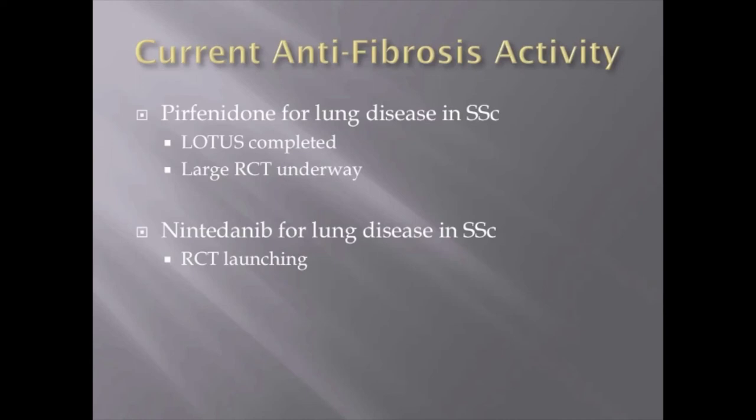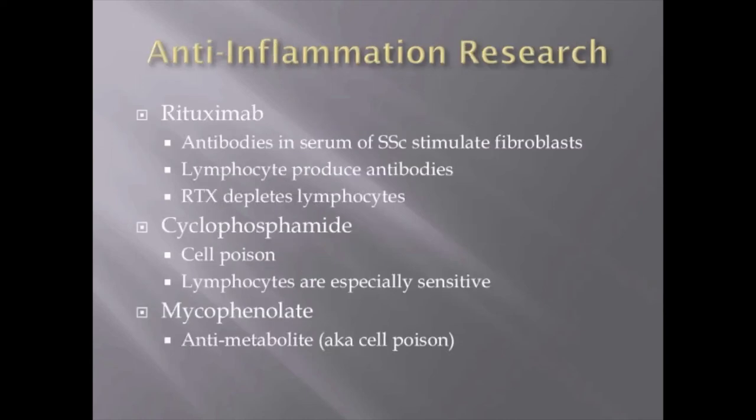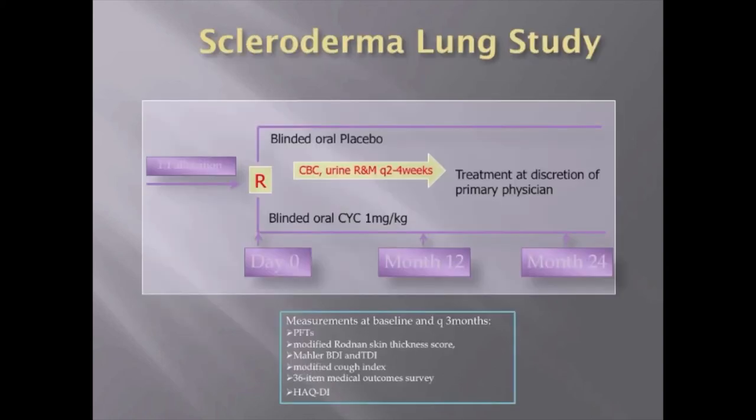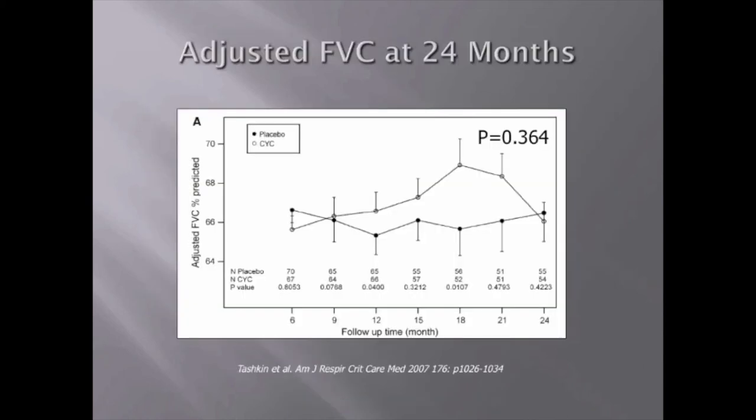Go ahead. So, the anti-inflammatory treatment, because that's the current standard. Just a word or two about that. These are just a list of the drugs that are being used, but mainly cyclophosphamide and mycophenolate. Go on. The scleroderma lung study showed that cyclophosphamide worked to protect, to improve breathing capacity. Go on. Over the course of 2 years, there was benefit.